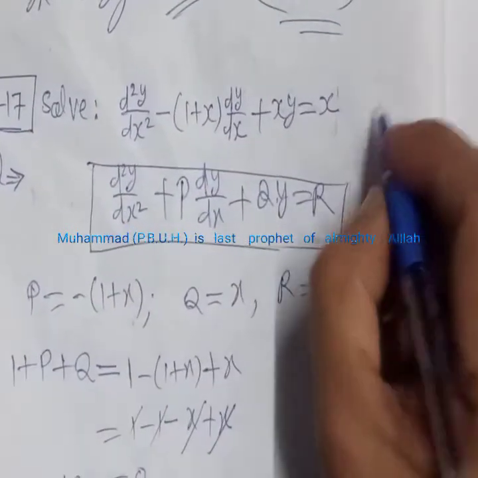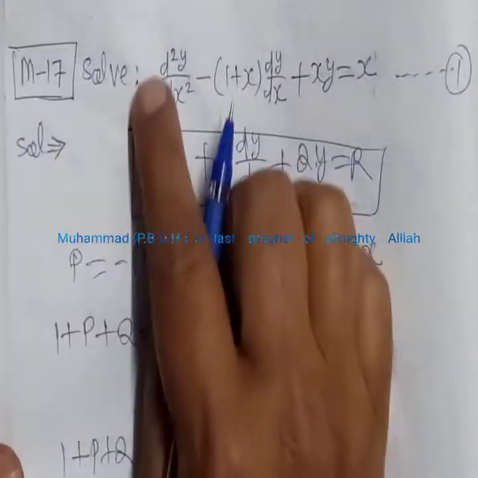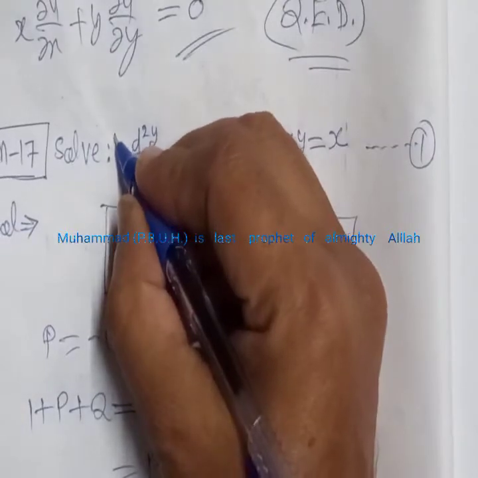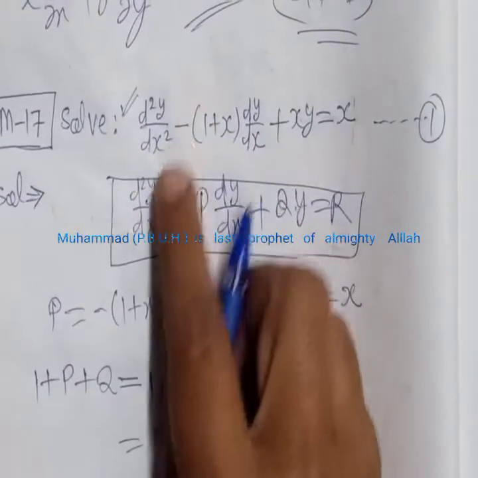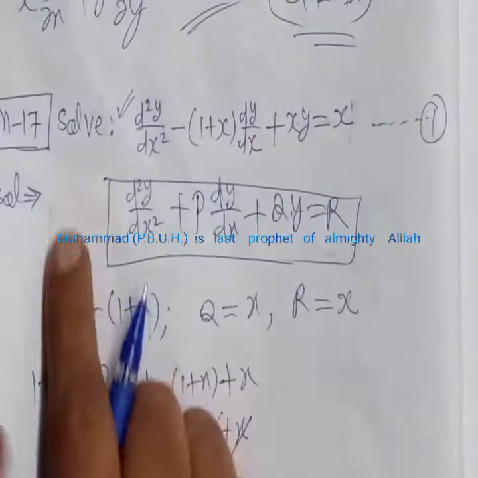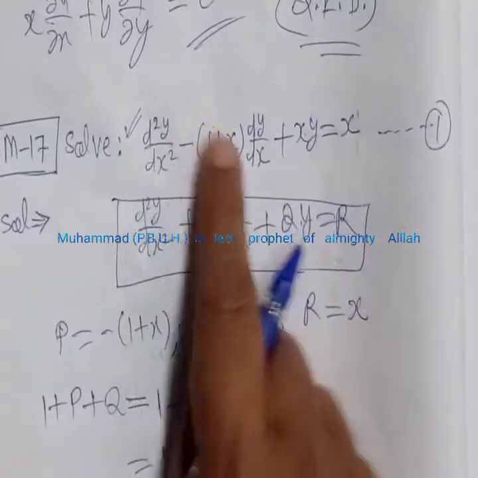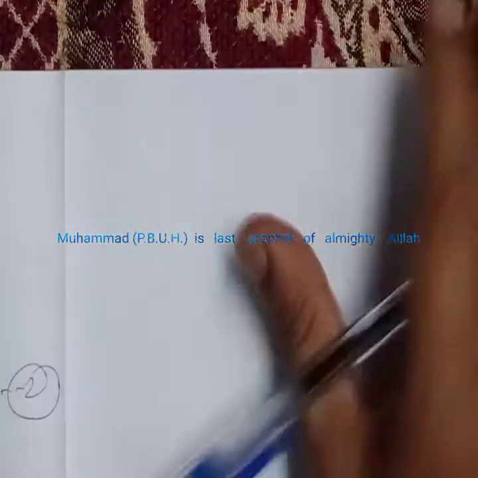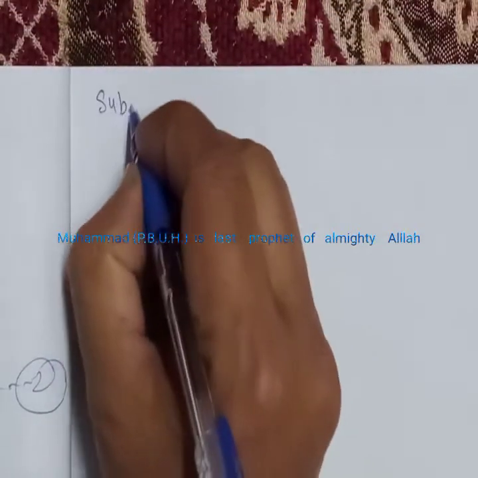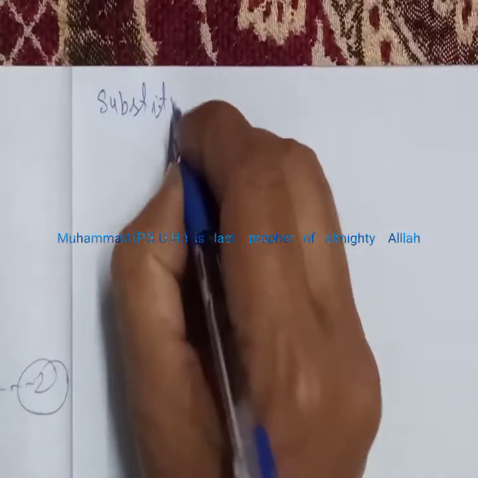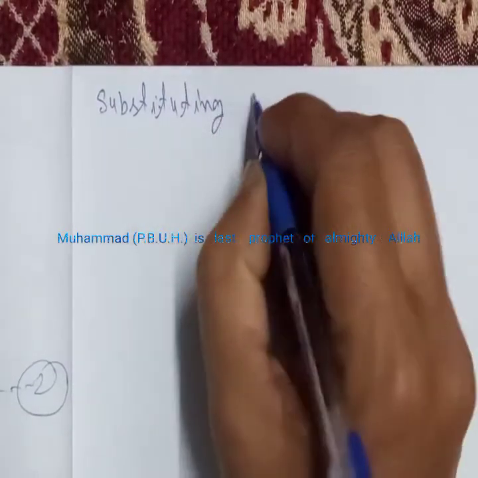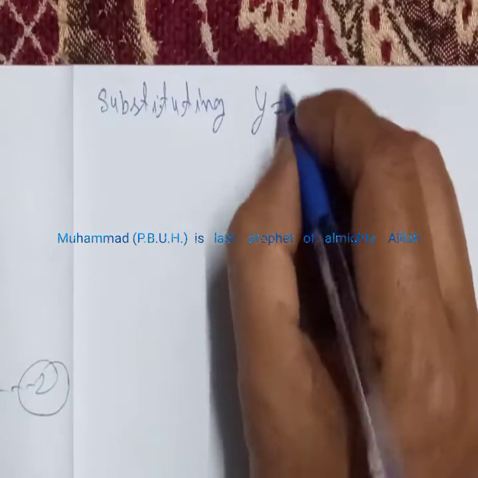Write the given equation as equation number 1. This is part of our solution. So we start from here in the solution. My equation is written here, so you should write in the solution starting from this equation number 1, and after it you should write: substituting y is equal to uv.